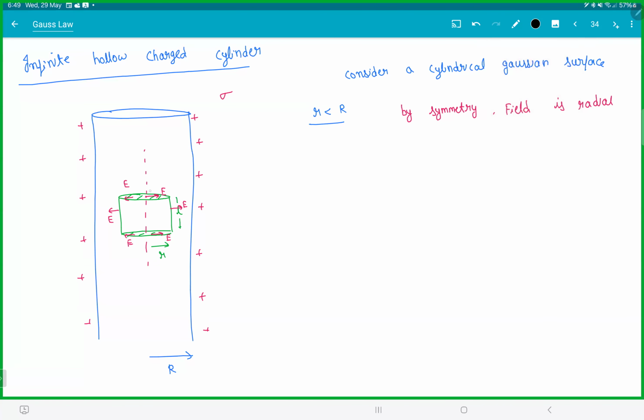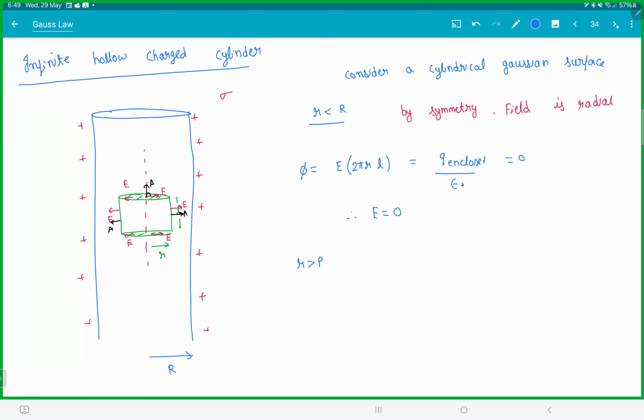And you can clearly see here for these guys, the area vector is like this. So the top two disks will have zero flux. This is area and this is area. So flux will be the field E into 2 pi small r into L. That is flux. That should be equal to Q enclosed by epsilon. But since it's a hollow cylinder, charge enclosed is zero. Therefore, E is equal to zero. So there is no field inside a hollow cylinder.